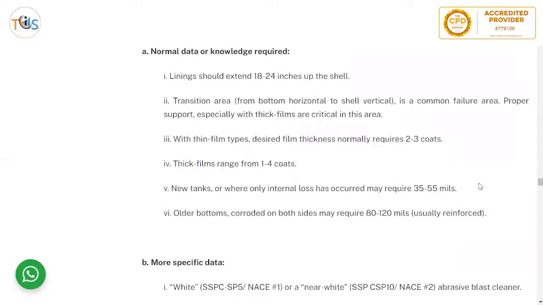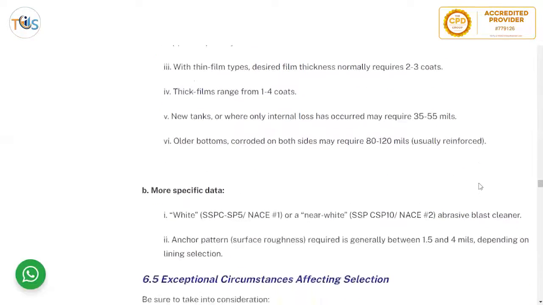With thin film types, the desired film thickness normally requires 2 to 3 coats. Thick film ranges from 1 to 4 coats. New tanks, or where only internal loss has occurred, may require 35 to 55 mils. Older bottoms corroded on both sides may require 80 to 120 mils, usually reinforced.